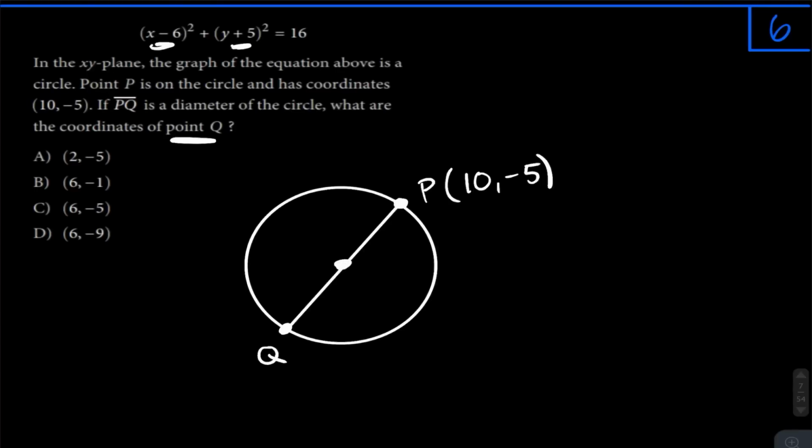You know what the coordinates are because you're given the equation of the circle. Your x center would be a positive 6, and your y center would be a negative 5. And so there you go. Since you know this thing's a line, you just keep following the line to get to Q.